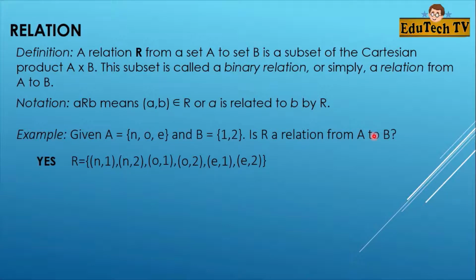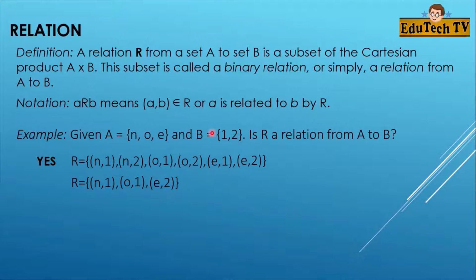from A to B. Next, how about N1, O1, and E2? Okay, as you notice, each ordered pair is also an element of this relation. So we have N1, okay, we have also N1, next O1, and then E2.